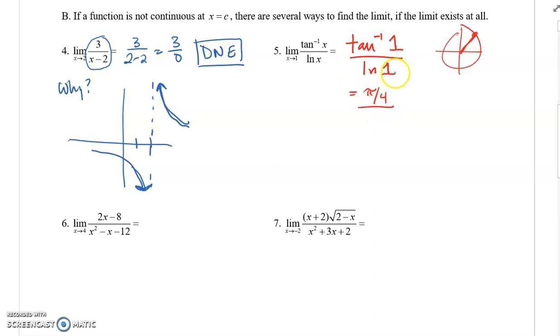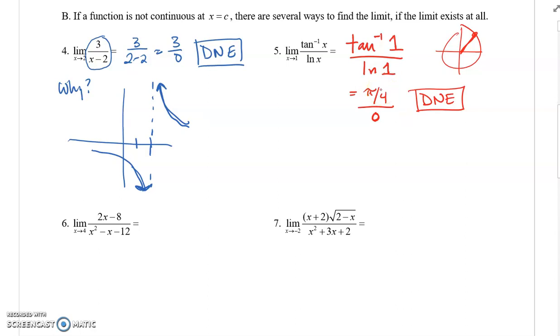And then what's the natural log of 1? Wait, e to what power gives me 1? 0. So again, we have our denominator equals 0, and so our answer is does not exist. I have no idea what that graph looks like, but this shows that when you plug in 1, I get pi over 4 over 0, so that limit does not exist.